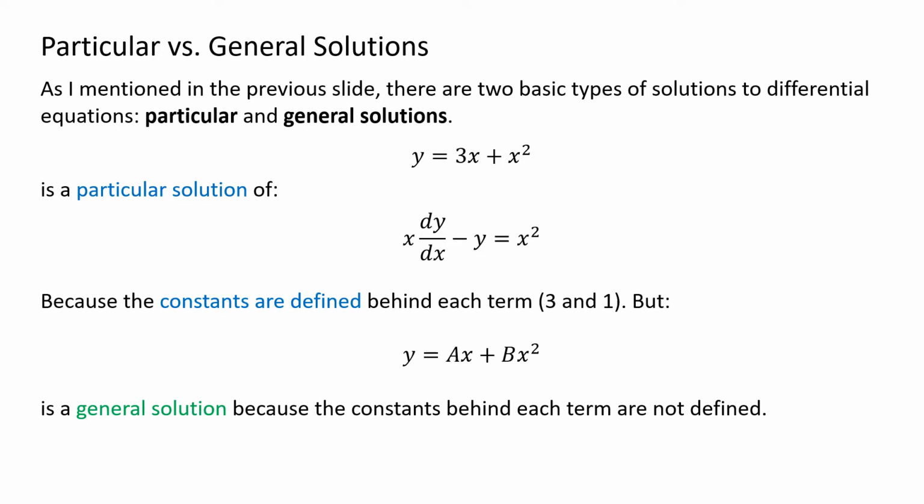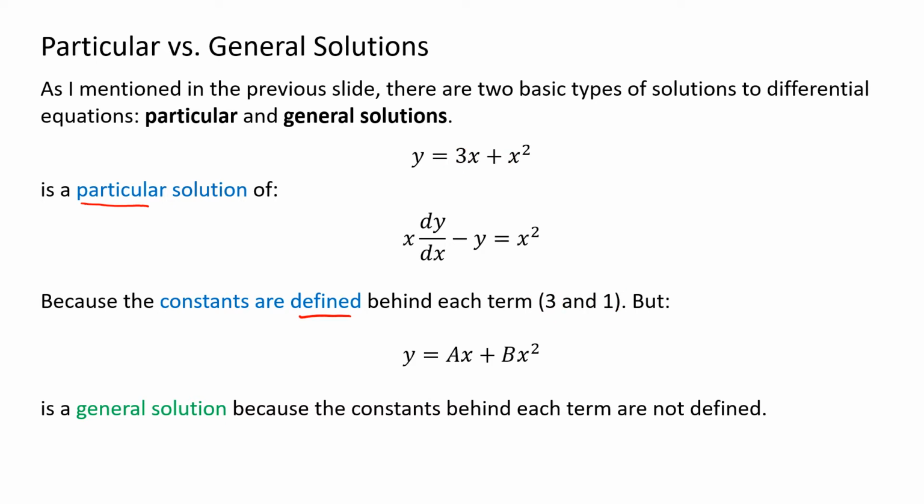So like I mentioned in the previous slide, there's two basic types of solutions to differential equations, particular and general solutions. So going back to our last example, we had y equals 3x plus x squared. That was a particular solution for this equation, x times dy by dx minus y equals x squared. The reason it's particular is because the constants are defined. So the constants are 3 behind the x term and a 1 behind the x squared term.